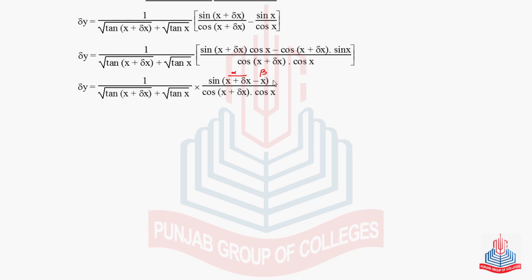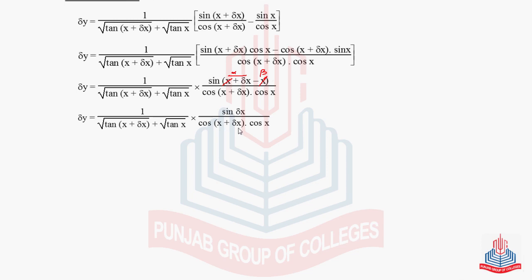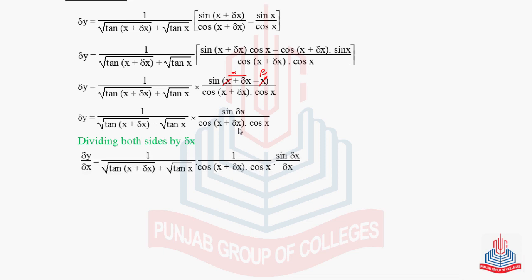The denominator will be unaffected, will remain the same in both of these expressions, and delta y will become 1 over square root tan x plus delta x plus square root tan x, and here x and minus x will be cancelled out. We have sine delta x, and in the denominator cos of x plus delta x into cos of x will be as it is. Dividing both sides by delta x, delta y by delta x is 1 over square root tan x plus delta x plus square root tan x, times 1 over cos of x plus delta x into cos of x, and sine delta x divided by delta x.